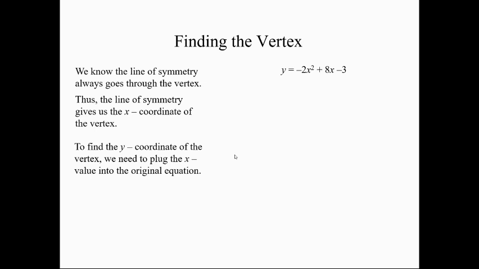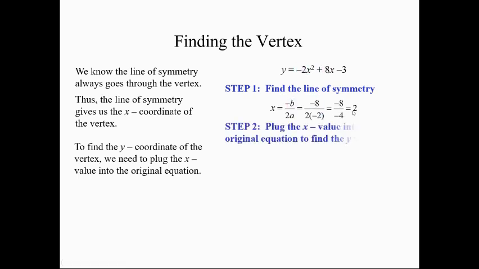So in this case, we have y is equal to negative 2x squared plus 8x minus 3. First things first, I'm going to solve for the line of symmetry so I can get the x-coordinate of the vertex. So to do that, I have x is equal to the opposite of b divided by 2 times a. Well, b in this case was positive 8, the opposite of 8 is negative 8. A in this case was negative 2, so I have 2 times negative 2, which is negative 4. Negative 8 divided by negative 4. A negative divided by a negative is a positive. So the equation of the axis of symmetry is x equals 2.